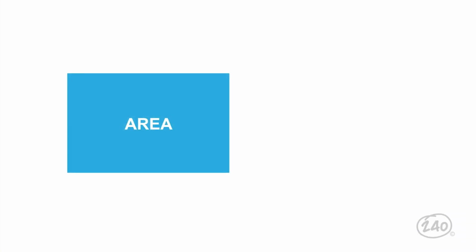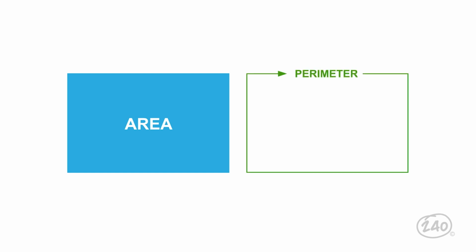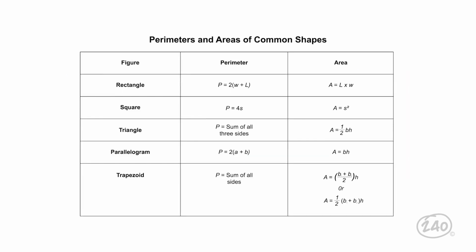Let's do a little refresher on area and perimeter while we're here. Remember that the area of a shape is the surface inside a figure. Perimeter is the distance around the outside of that figure. So you'll want to brush up on some of the formulas used to calculate area and perimeter. Here's a list of the most common ones.